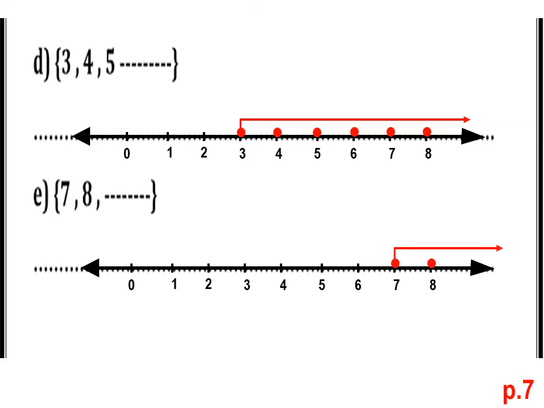And now what about "and so on"? "And so on" means draw this ray. So this ray means and so on. So I'm going to start from 7 and go on, which is infinity. So take 8, 9, 10, 11 and so on.